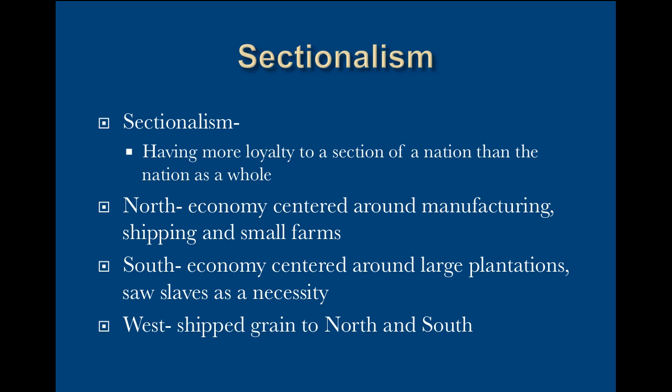In the South, their economy depended on large plantations, cotton plantations, tobacco plantations, indigo plantations, these large-scale farms where they saw the slaves as a necessity. With the tariff system that was going on in the United States, it caused a rift between the sections because the North thought the South should buy their goods. Therefore, that caused some sectionalism as well.